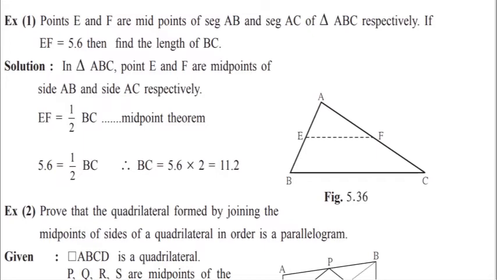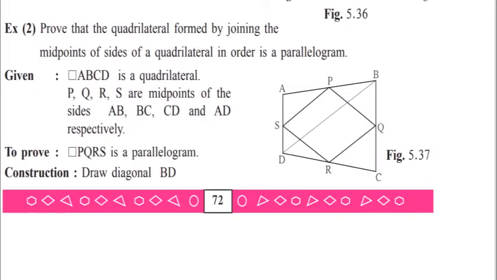Now coming to the second example. Prove that the quadrilateral formed by joining the midpoints of sides of a quadrilateral in order is a parallelogram. Look at figure 5.37. You are given ABCD is a quadrilateral. P, Q, R, S are midpoints of the sides AB, BC, CD and AD respectively. To prove: quadrilateral PQRS is a parallelogram. For this, draw a construction. Draw diagonal BD.